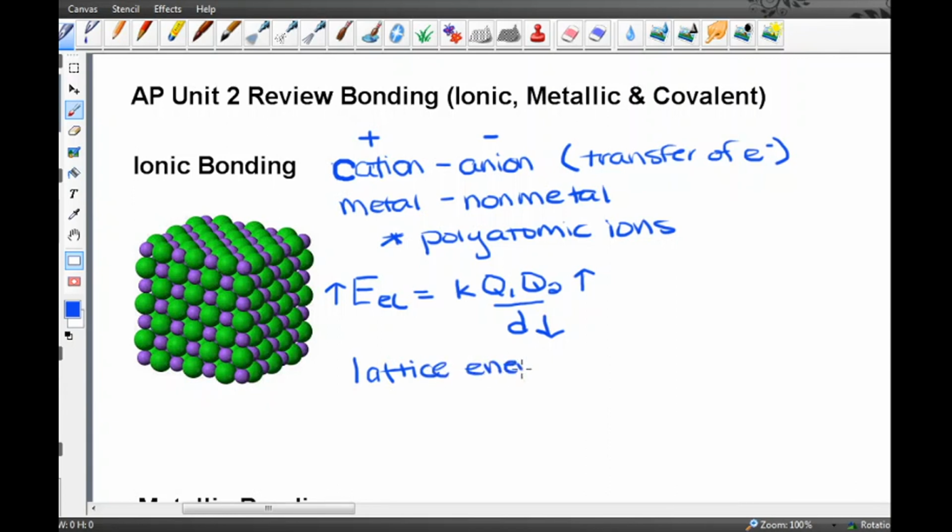Remember with your crystal lattice structures that your cations are smaller. So like these blue ions here in this diagram, those blue ions are my cations, and the green ions are my anions.